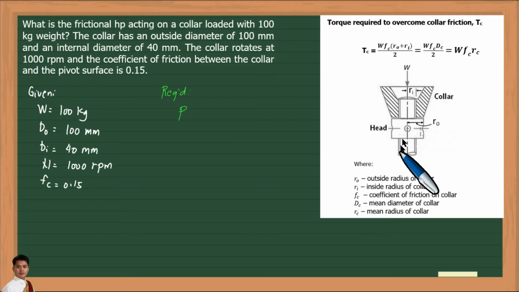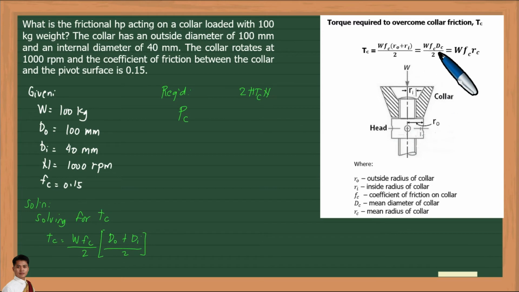Since we are talking about the collar, the formula natin ngayon ng power ay 2 pi Tn ulit, wherein yung T, yun yung torque required to overcome collar friction. So let us denote this power again as P sub C. And then again, we are going to use this formula to solve for the torque. So D sub C, alam natin equal siya sa average ng inside at outside diameter. Kaya yung formula natin maging ganito na for torque.